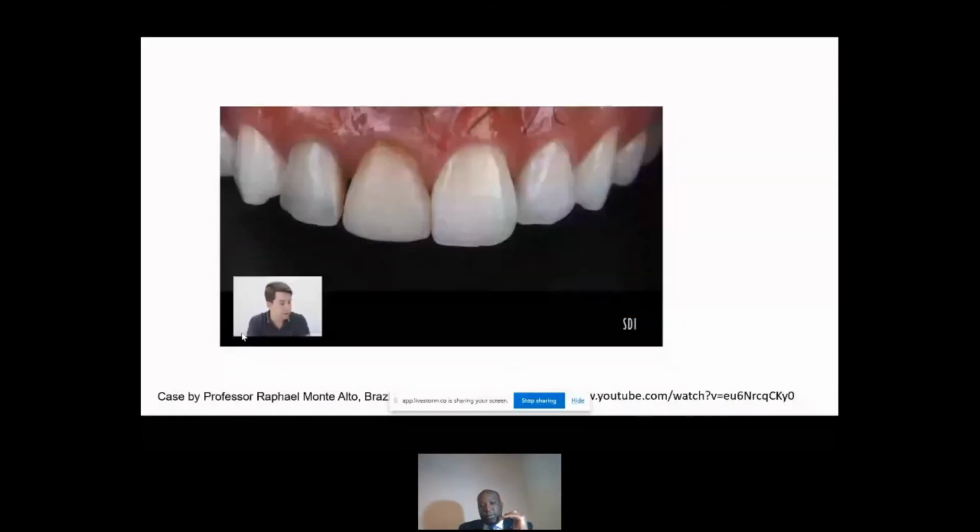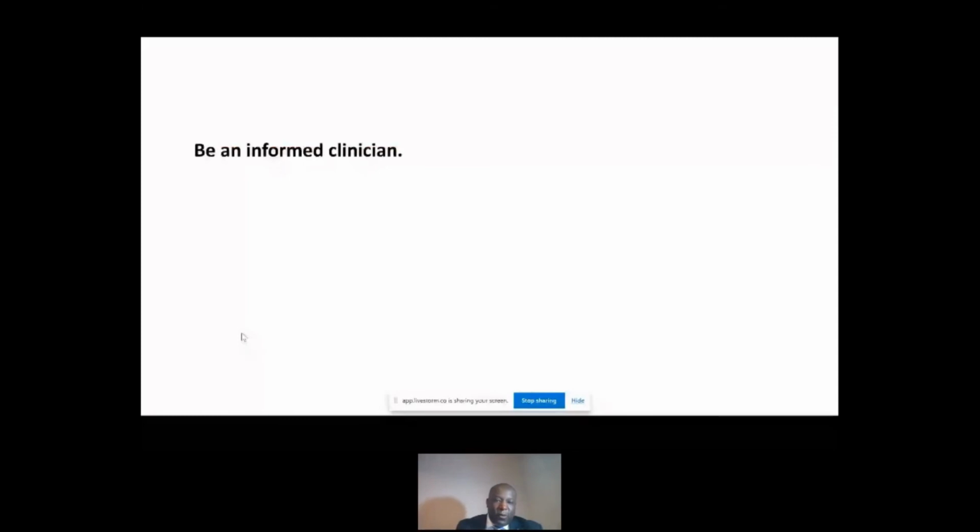So will you be an informed clinician, or will you choose to continue to be stuck in a rut? We just briefly looked at some benefits of keeping up to date with techniques and procedures and looking at the evidence. And when we do this, I urge you, I encourage you, don't be afraid to get out of your comfort zone. Don't be afraid of dental representatives and dental companies coming.